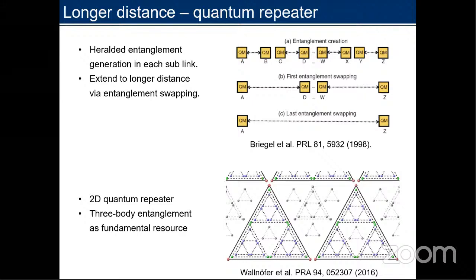A clever way is to split a long-distance link into multiple sublinks. We first create heralded remote entanglement using the previous method in each sublink, and later expand the range of entanglement via entanglement swapping. This is the essential idea of the quantum repeater, which was proposed by Hans Briegel and others in 1998. Similar ideas can be adopted in a two-dimensional configuration, leading to a scheme of 2D quantum repeater. With these schemes, one can construct very complex quantum networks in other topologies.